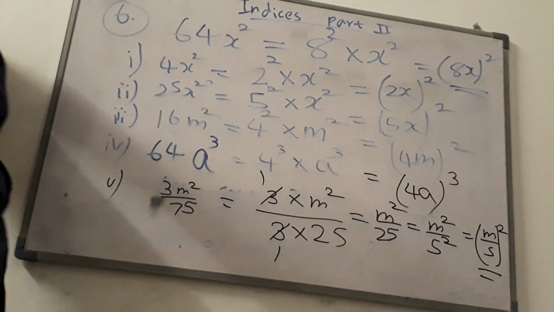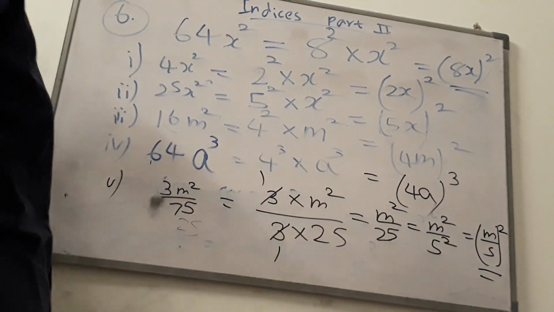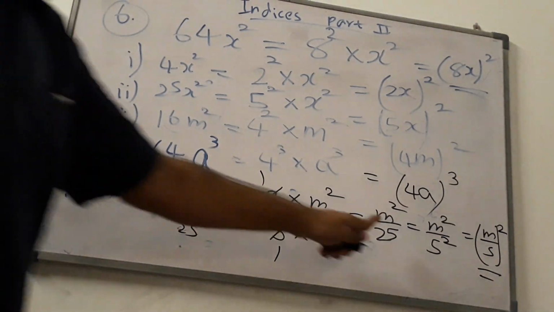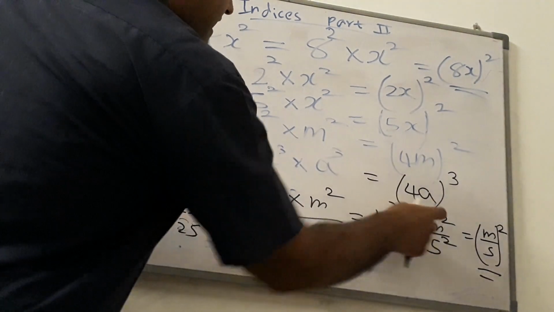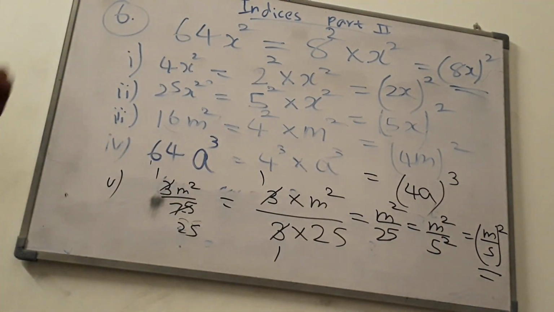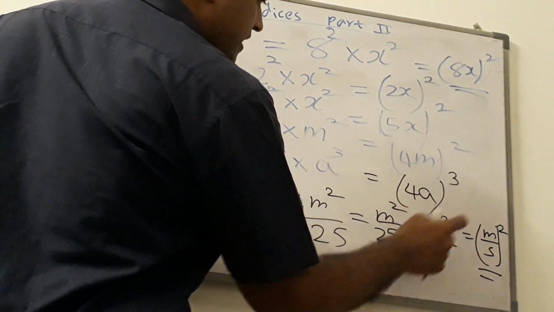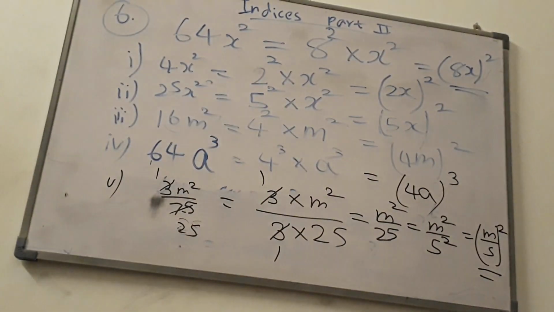Again, 3m squared over 75. 3 and 75 have a common factor called 3. So there's one 3 here and 25 3s here. Now instead of 25 I wrote 5 squared because 25 equals 5 squared. M squared stays the same. And the square term, the power 2, is common to both m and 5. So I wrote the power 2 outside, then m over 5 inside the bracket. So this is how we get the answer. Next.